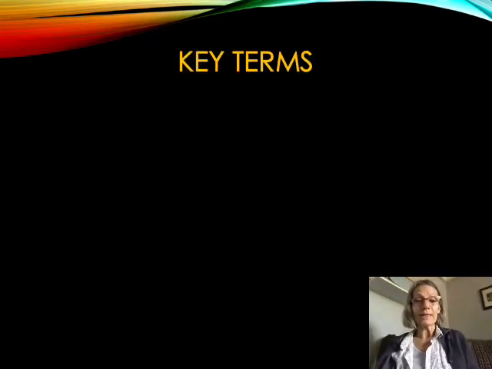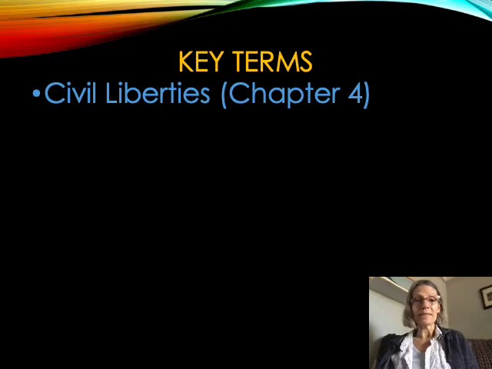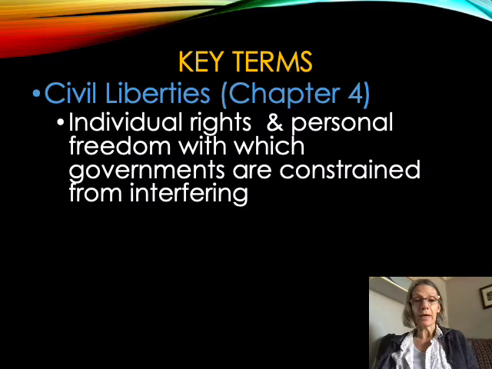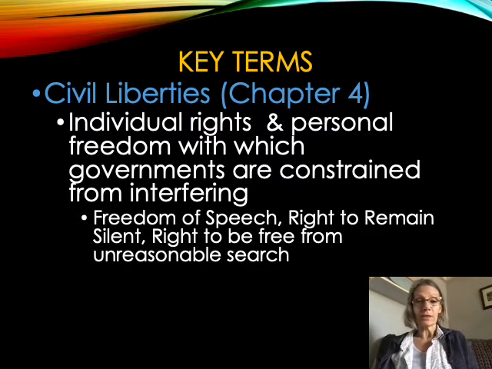All right, so let's start by defining some key terms. And we're going to start with defining civil liberties, which is chapter 4, the chapter you're going to be reading for this week. Your textbook defines civil liberties as individual rights and personal freedom with which governments are constrained from interfering. And so here's just some examples of these individual personal rights: that you have the freedom to speak, you have the right to remain silent, you have the right to be free from unreasonable search and seizure.